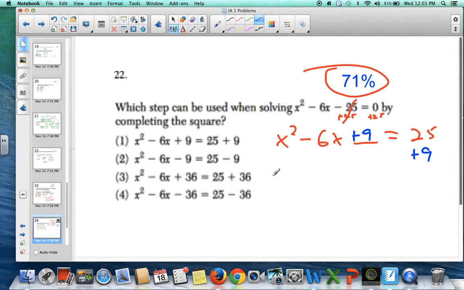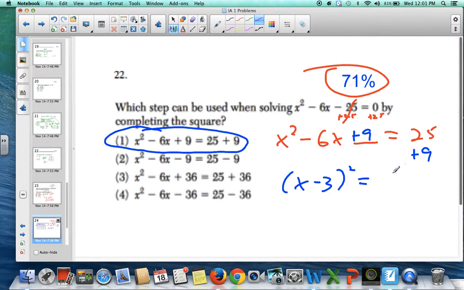So we're done. This is what they're looking at. x squared equals 25 plus 9. That would be my equation right there. I don't have to finish it. I'm looking for a step. This is one of the steps. The next step, by the way, would be x minus 3 squared equals 34. But they're not asking us to fill it in. They're just asking which would be a step. This would be a step right here.